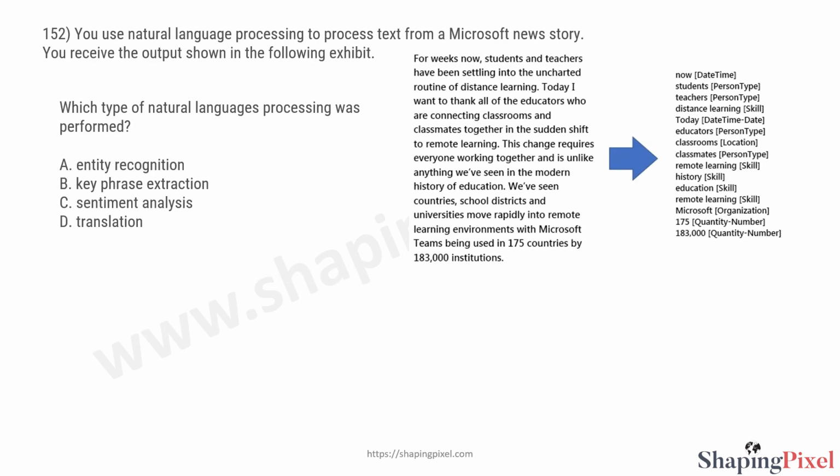So question number 152. You use natural language processing to process text from a Microsoft news story. You receive the output shown in the following exhibit. You can pause the video to have a look at the exhibit. So which type of natural language processing was performed? And we have the following four options: entity recognition, key phrase extraction, sentiment analysis, translation. So the right option here is option A, entity recognition.